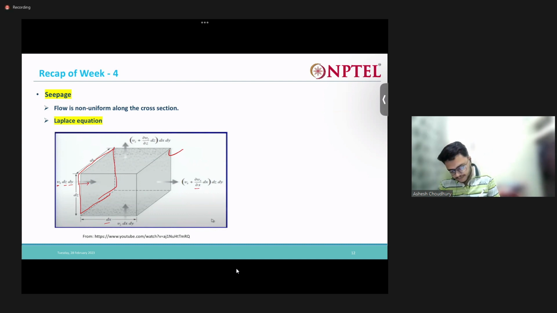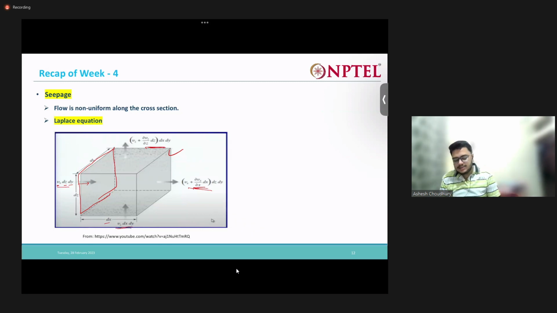Similarly, in the other direction, the out of plane direction also, this is valid. So in all three directions we can write this. So this is the rate of inflow in the horizontal direction, and this is the rate of outflow in the horizontal direction. This is the rate of inflow in the vertical direction. This is the rate of outflow in the vertical direction, right?